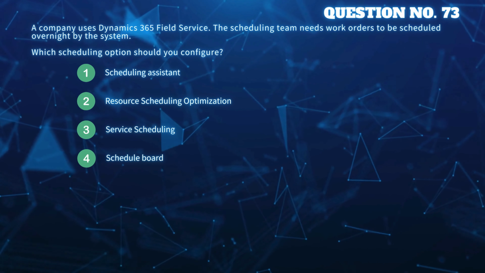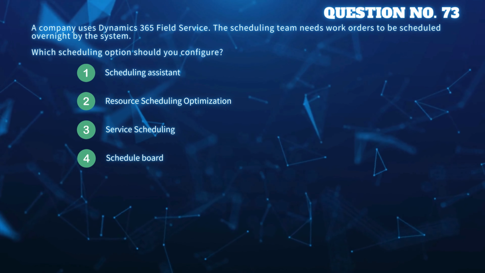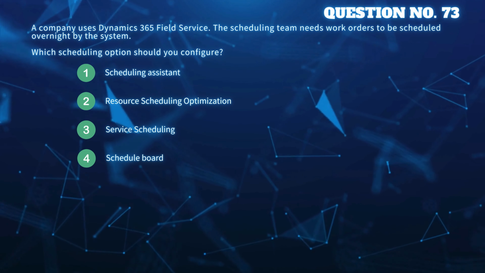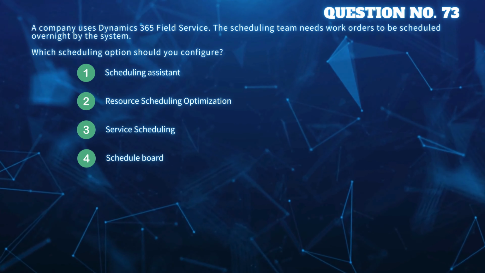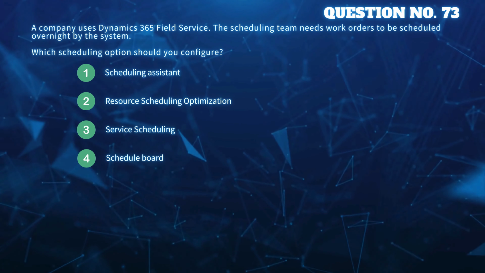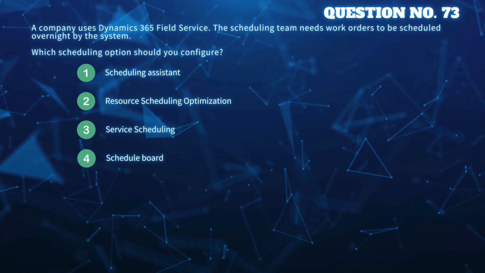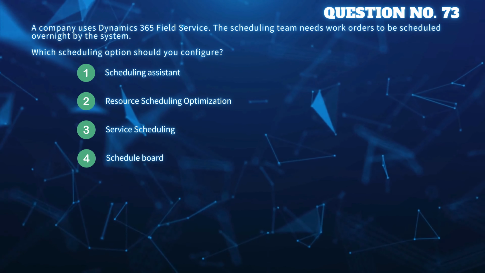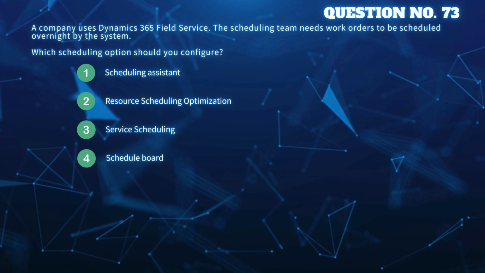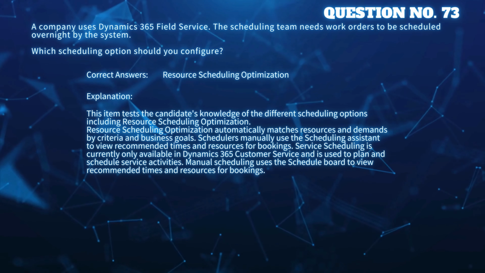A company uses Dynamics 365 Field Service. The scheduling team needs work orders to be scheduled overnight by the system. Which scheduling option should you configure? Option 1, Scheduling Assistant. Option 2, Resource Scheduling Optimization. Option 3, Service Scheduling. Option 4, Schedule Board. Correct answer: Resource Scheduling Optimization.